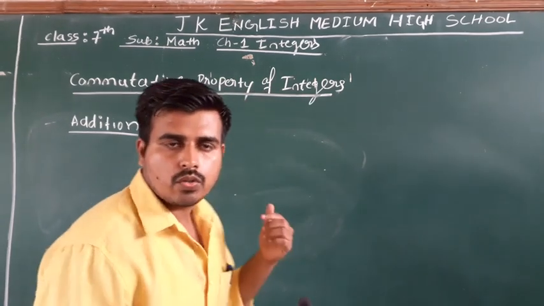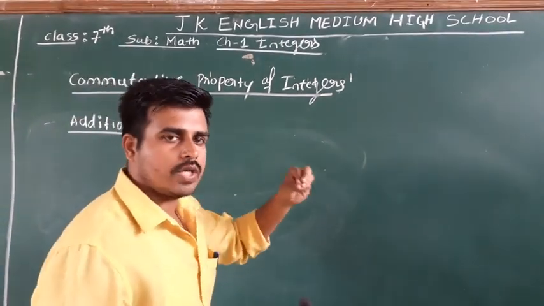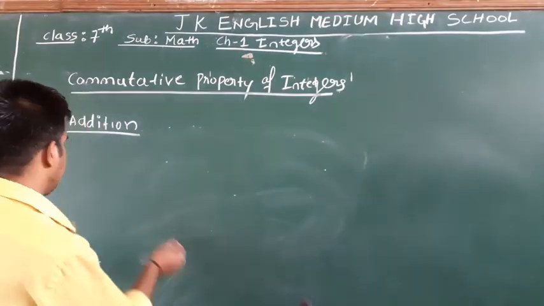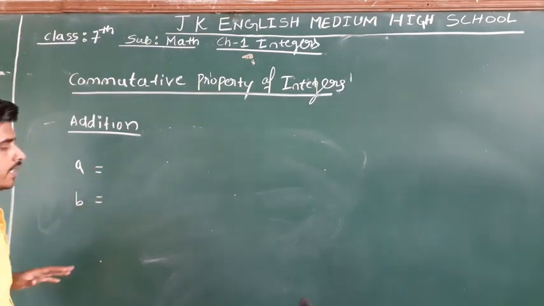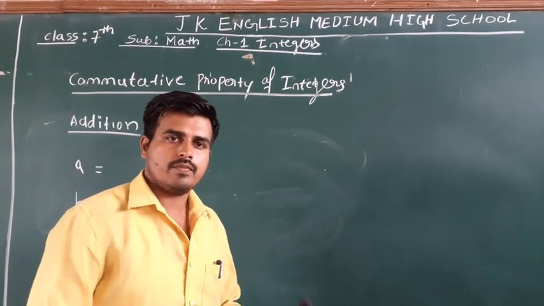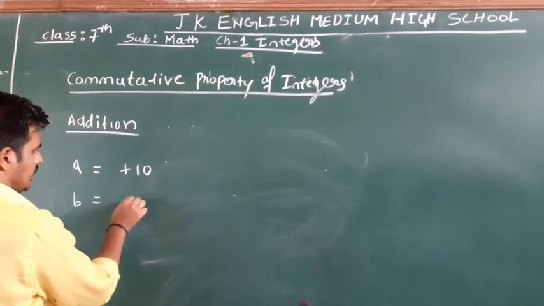Then we have to take two numbers or more than two. For the sake of understanding this concept, we will take only two numbers. Suppose we take any numbers a and b. First we will try with positive numbers, plus 10 and plus 15.